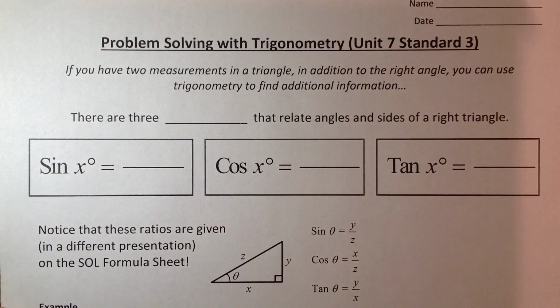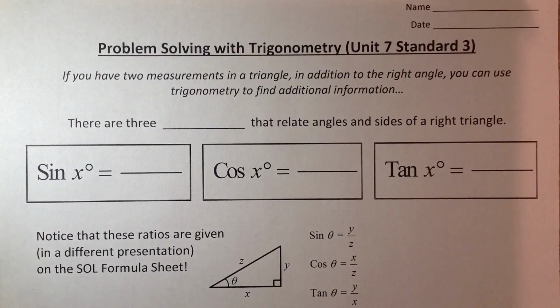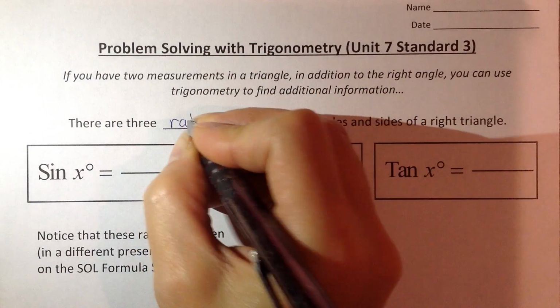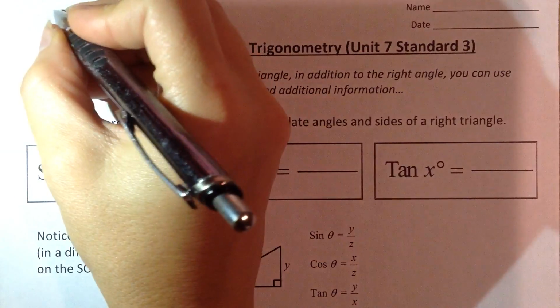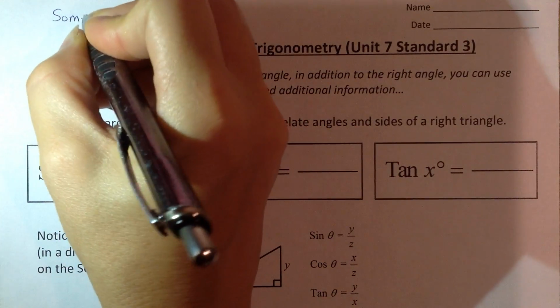To be able to problem solve with trig, we need to know our ratios. There's 3 ratios that relate angles and sides of a right triangle. So to do that, we've got to know what our ratios are. I've got a little mnemonic phrase that helps me.